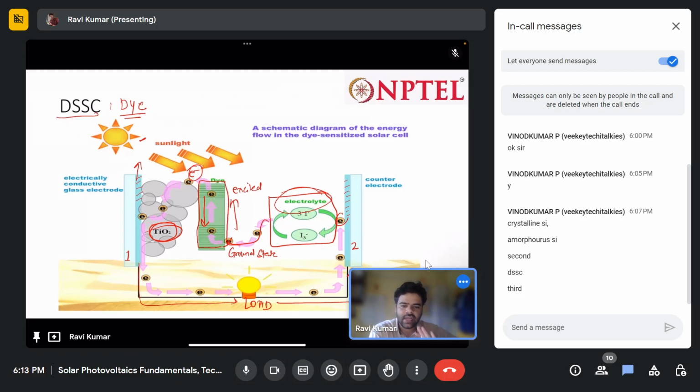Here we don't need any PN junction. And this is very easy to make. Even you at your place can make this solar cell.